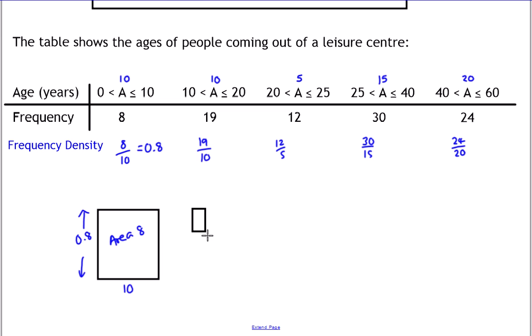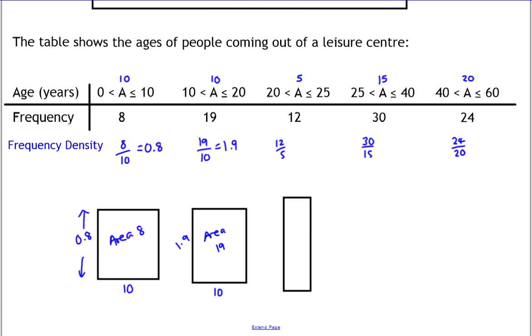Our second one, these are not to scale, has got an area of 19 and a width of 10. So 19 divided by 10 is 1.9. Okay. The next one is thin. It's only got a width of 5, an area of 12. So 12 divided by 5.